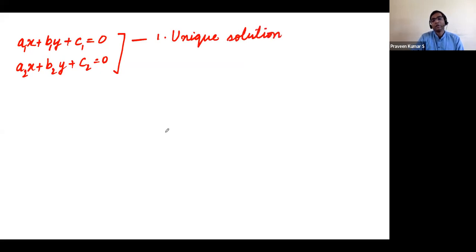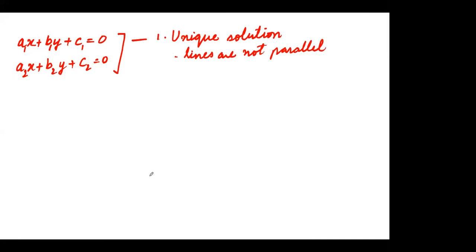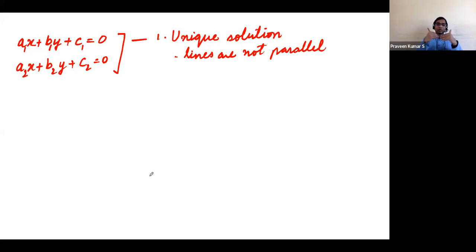When is this unique solution? When can I say that the lines are not parallel? Am I right? Yes, sir. Whenever the lines are not parallel, you will see that these two lines will intersect on the graph, and so they will have a unique solution.